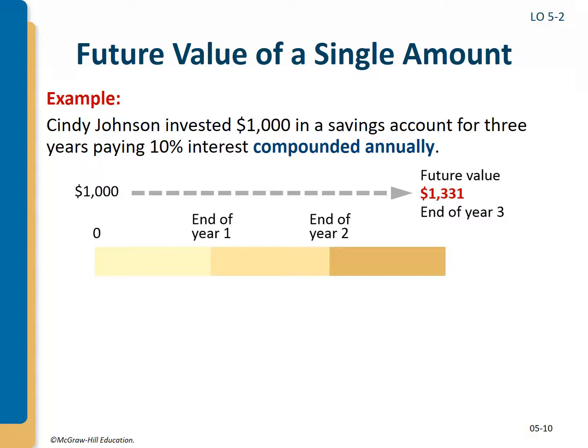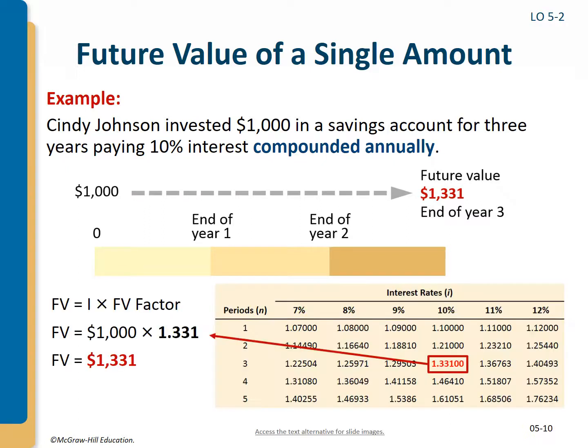Well, Cindy invested $1,000. So she wants to know what its value is at the end of 3 years. Well, there's our table. 10%, 3 periods going across. Just multiply the 1,000 times 1.331. Pretty simple. The future value is $1,331. So this is one way of doing that calculation instead of going through that long process.